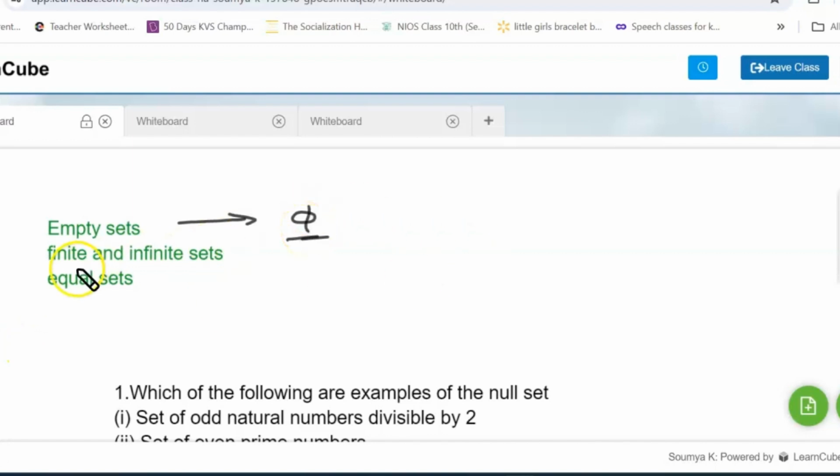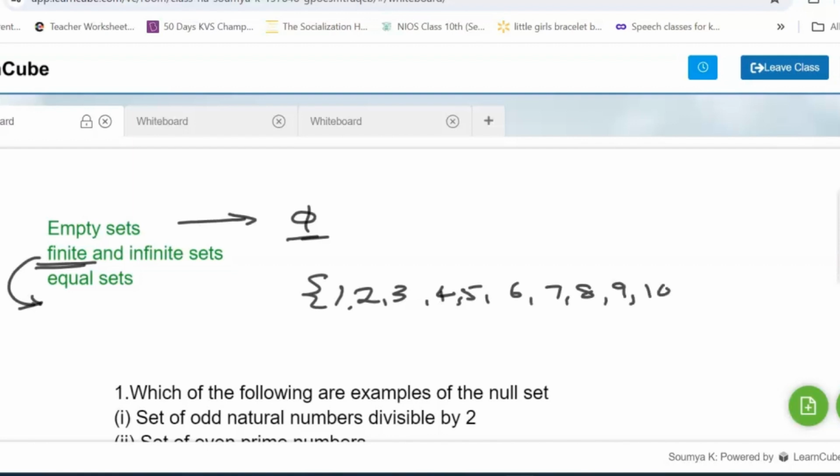Next set is finite set. The meaning of finite set is you will have a finite number of elements in your set. For example, the set of natural numbers less than or equal to 10. So you know it is 1, 2, 3, 4, 5, 6, 7, 8, 9 and 10. If it is less than or equal to 10, you will have 10 in the list. So you have these elements in your list. That type of set is known as a finite set.